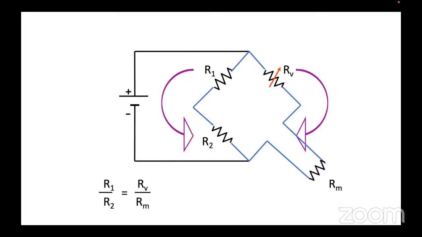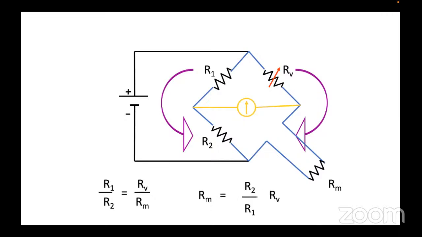And I'll give you an example of how this is actually done. So R1 by R2 is equal to the variable voltage, and Rm is the measured voltage across the bridge, or rather resistance.